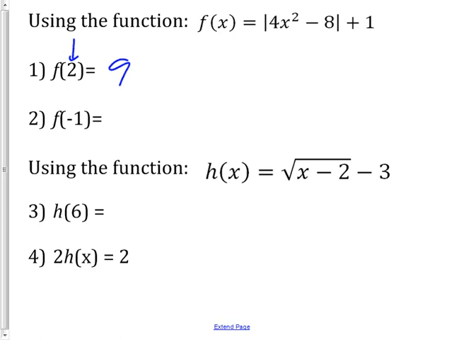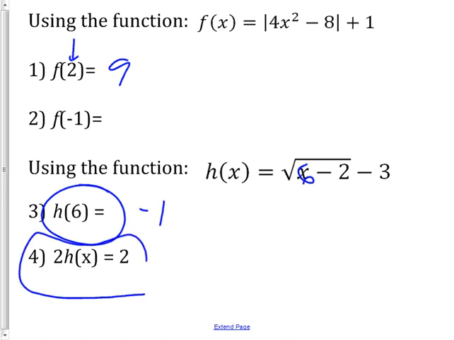Number 3. H of 6 equals. Did they tell me X? Did they tell me what? Tell me X. X is 6. So I put in a 6, and then I figure out 6 minus 2 is 4. Square root of 4 is 2. 2 minus 3 would be -1. You follow that? Okay, just plug the number in just like before.